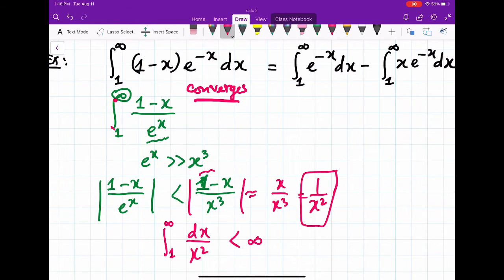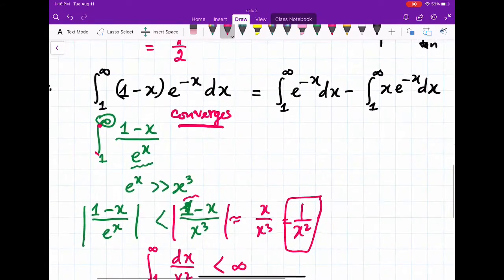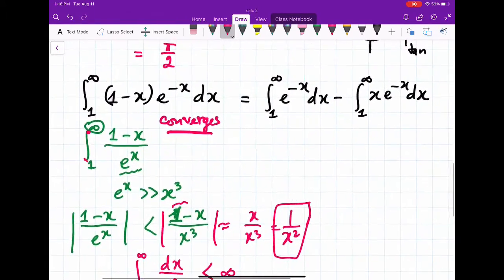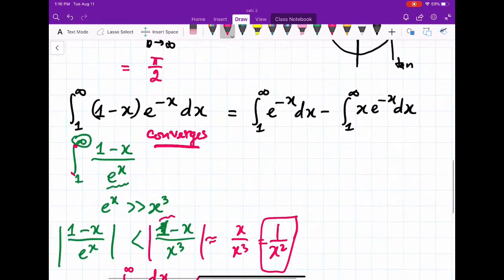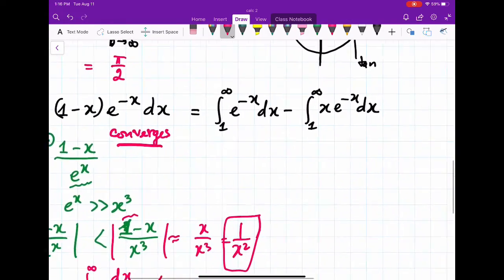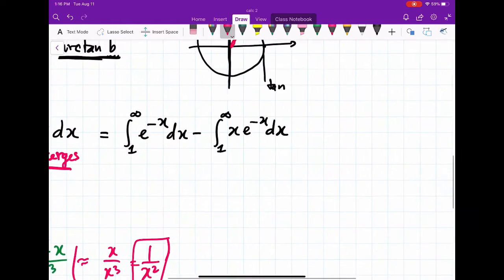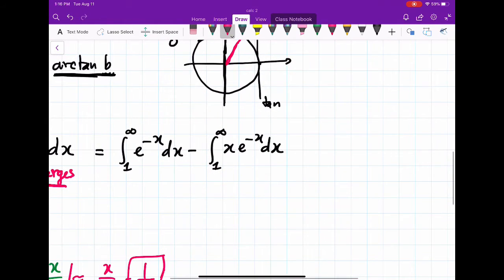So that is a finite number. Is it okay? So if that is a finite number, we just go ahead and find that, if possible. So I break the integral into two integrals. Let's denote this one by I1 and this one by I2.